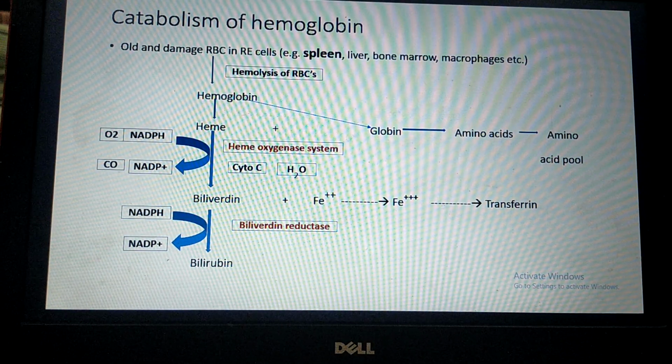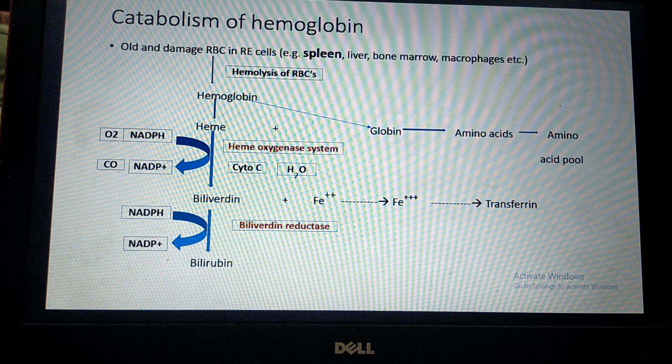As all of us know, hemoglobin is present in RBCs. Old and damaged RBCs are hemolyzed in reticuloendothelial cells like spleen, liver, bone marrow and macrophages, mainly in the spleen. Spleen is also called the graveyard of RBCs. A large number of old and damaged RBCs are destroyed in the spleen.